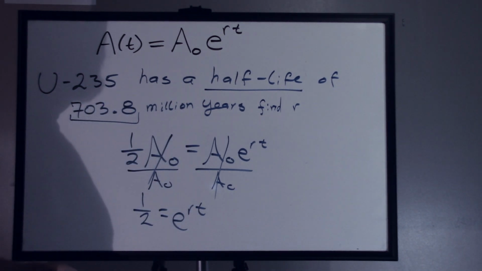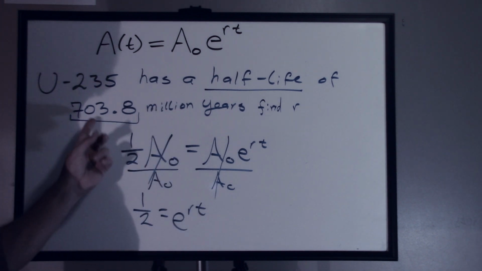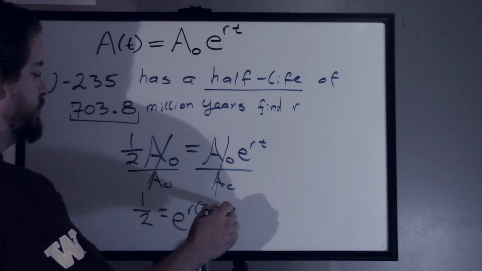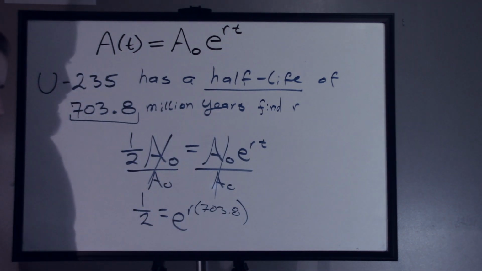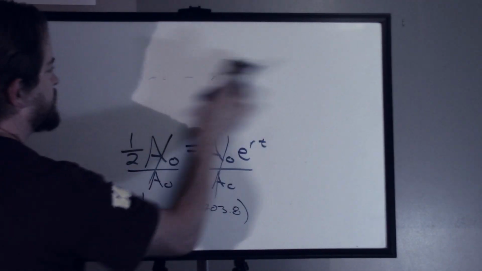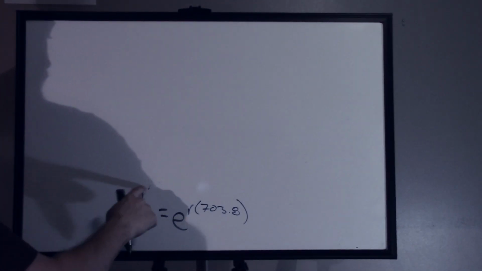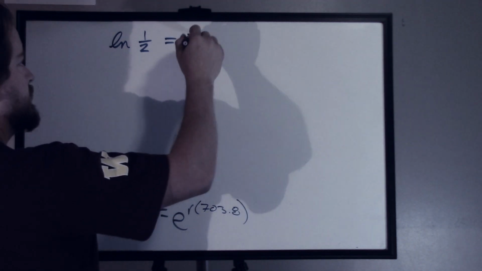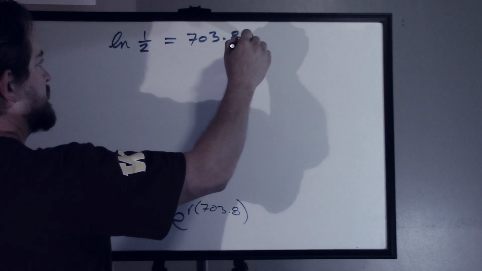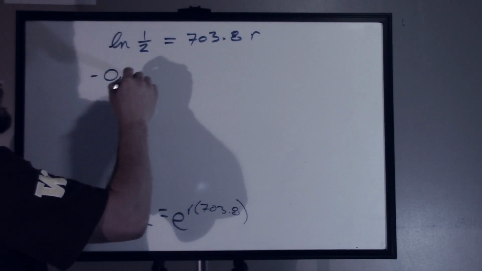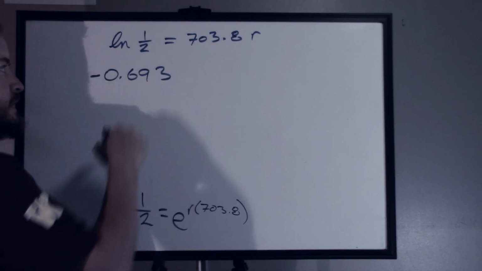Okay. But I know this t happens to be 703.8 million years, so I'm going to write that in there as 703.8, and again my R then scales it into the millions. Okay. Let me go ahead and erase what I've got so I can finish this and solve for R. If I rewrite this as a logarithm, that becomes the natural log of 1/2 equals 703.8 times R. And this natural log of 1/2 appears a lot. It ends up being, I think, negative 0.693. I can remember it to 3 decimals, that's all.